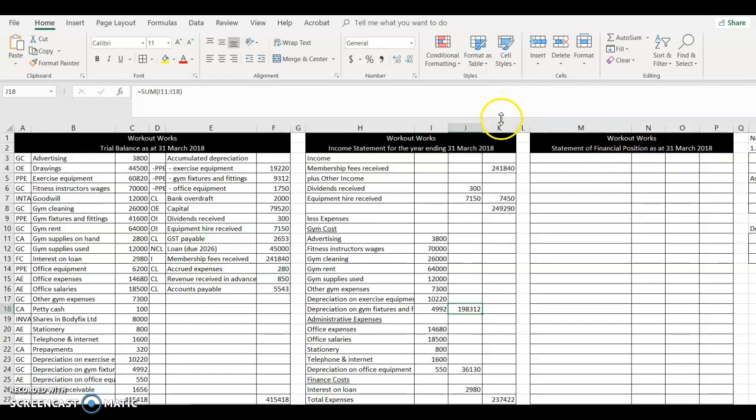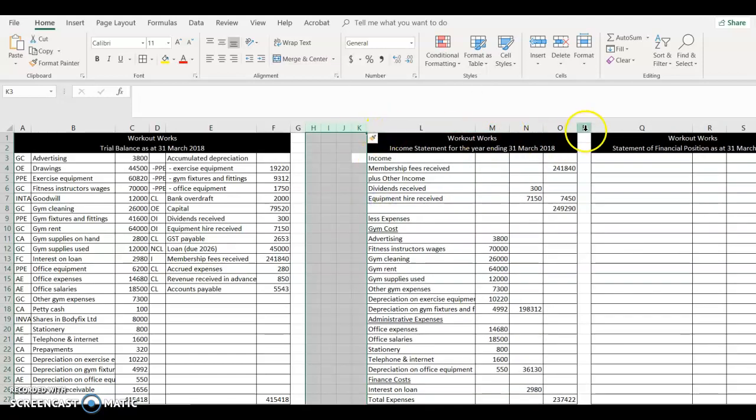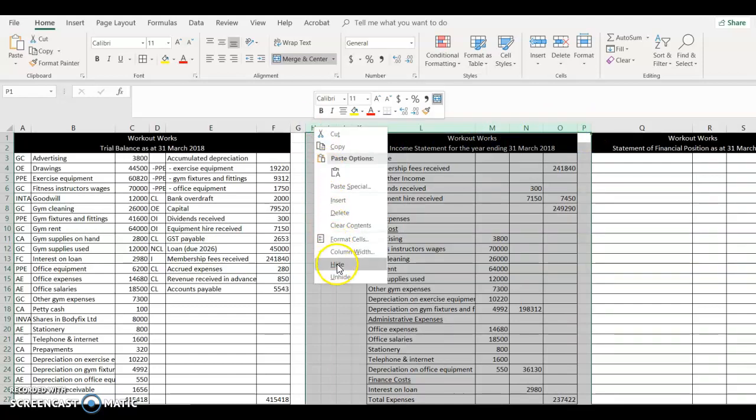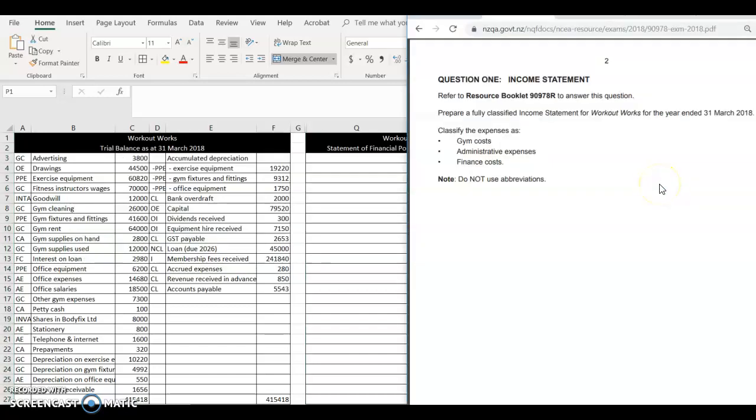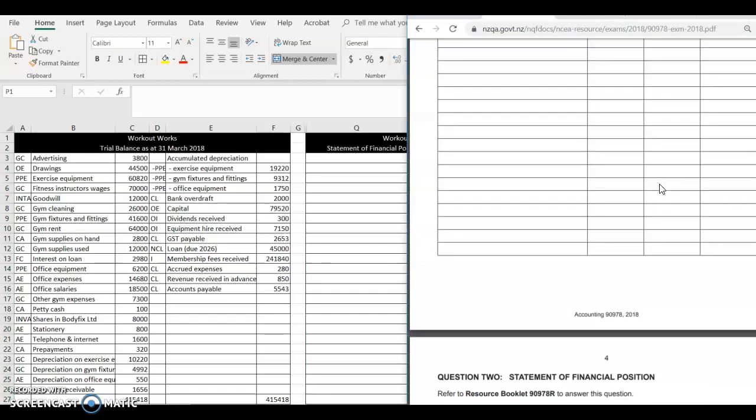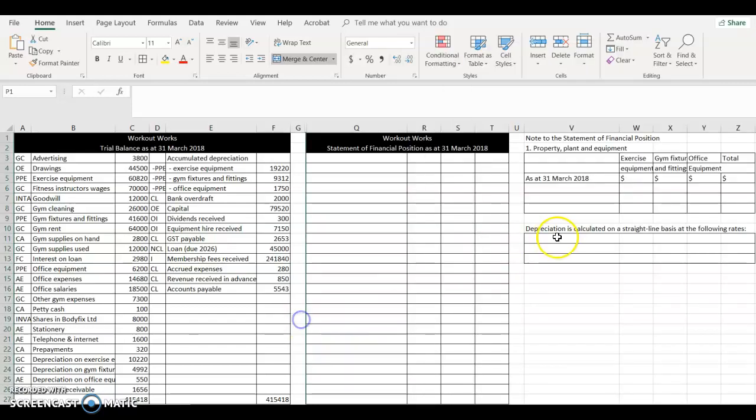For this one here, I'm just going to hide this at this stage so that we can get at all the figures. Remember, we do the property, plant and equipment part first. So we've been given this in the question. You'll see that's pretty blank. Again, pretty blank. So this is what we get in the question. So I've put it in here as well.